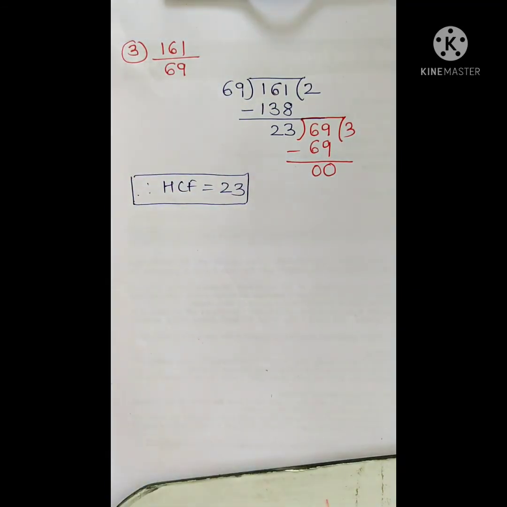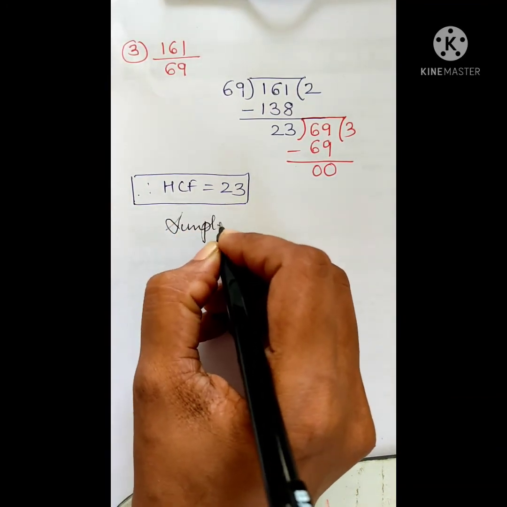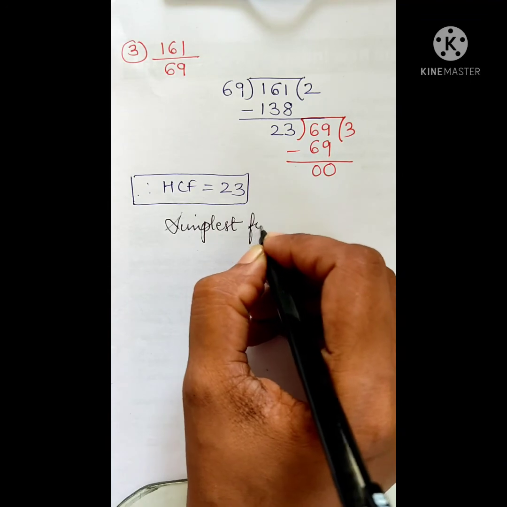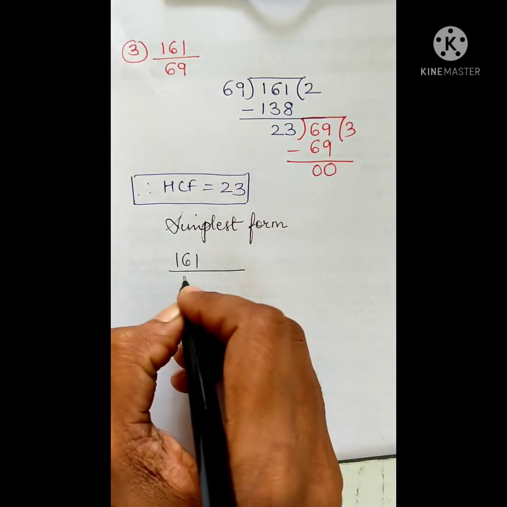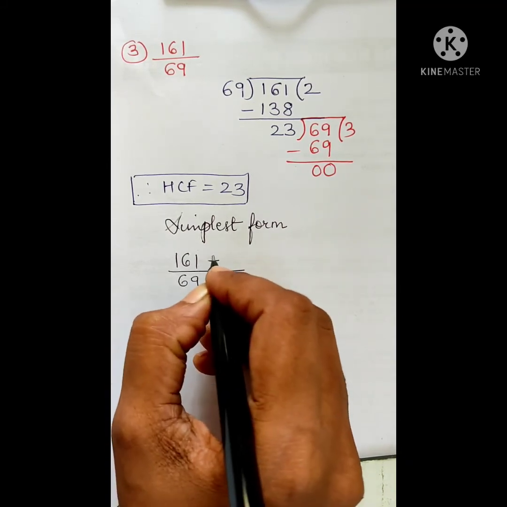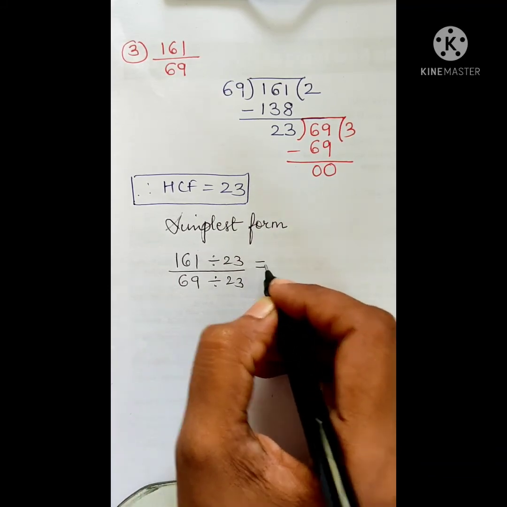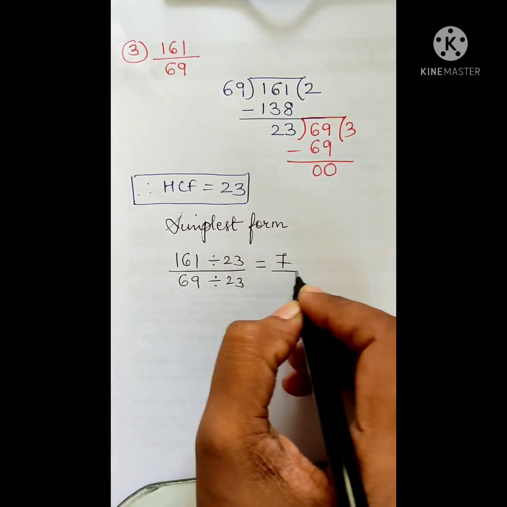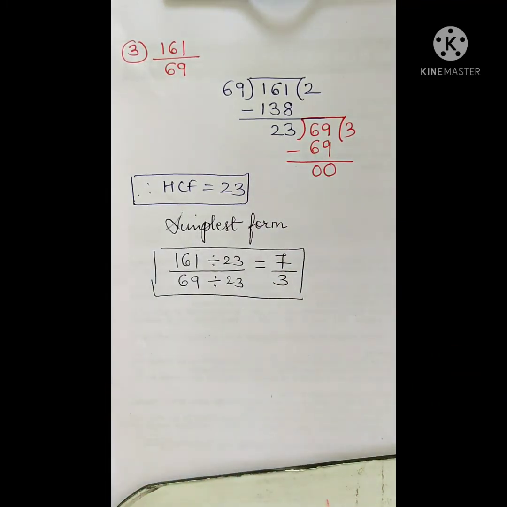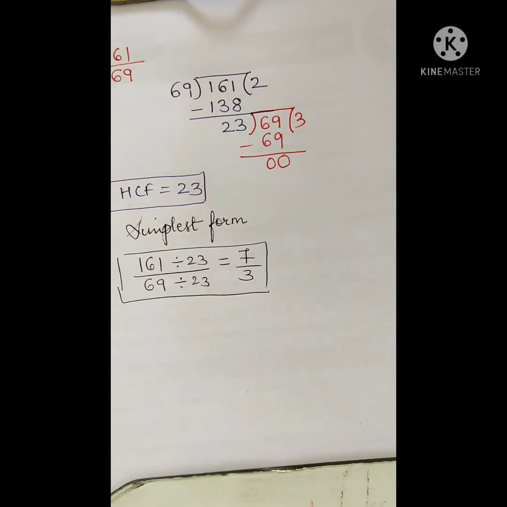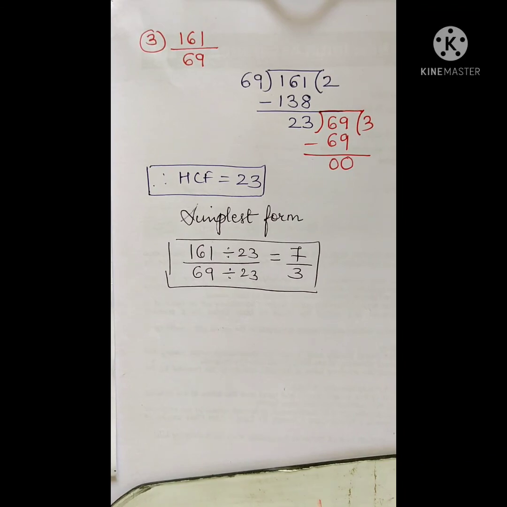Now to find out the simplest form. So therefore the simplest form is the given question divided by the HCF. So 161 upon 69, divided by 23 and divided by 23. So after you carry out the division, you get the answer as 7 upon 3. So this is the reduced form or the simplest form. So this was the practice set 12, question number 2.